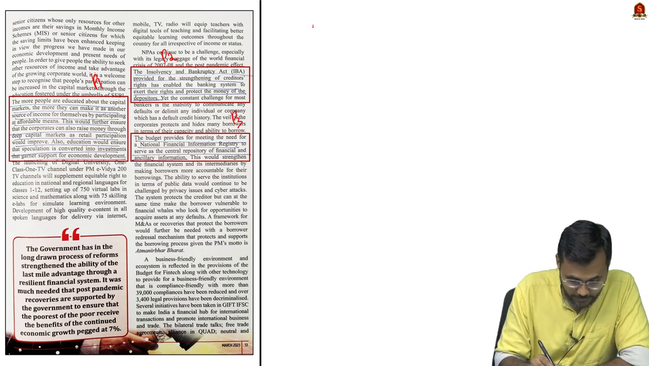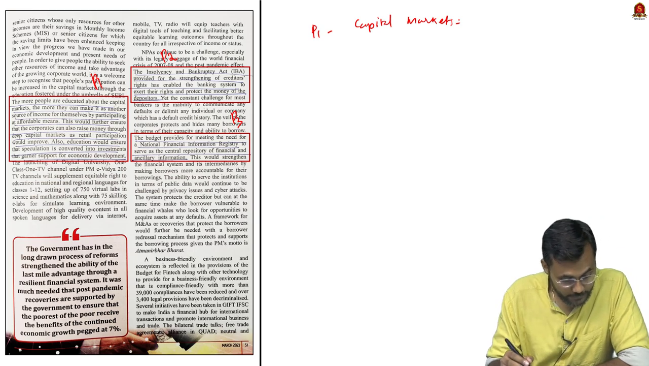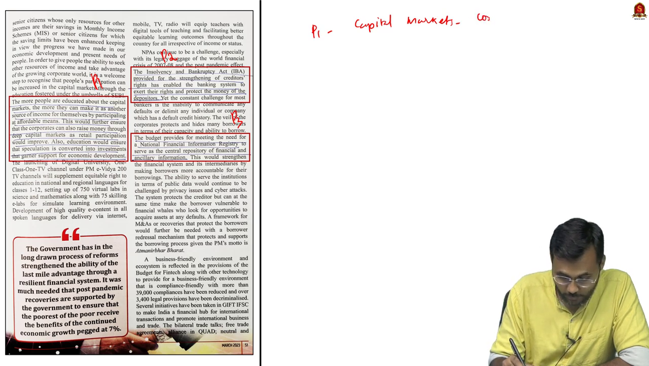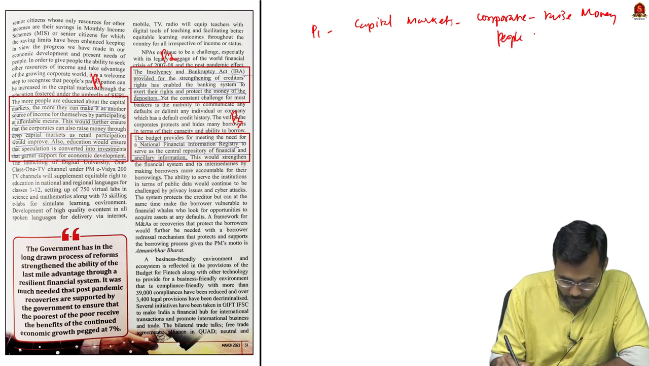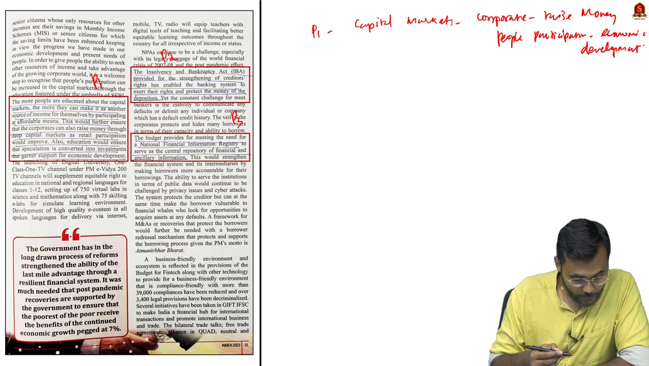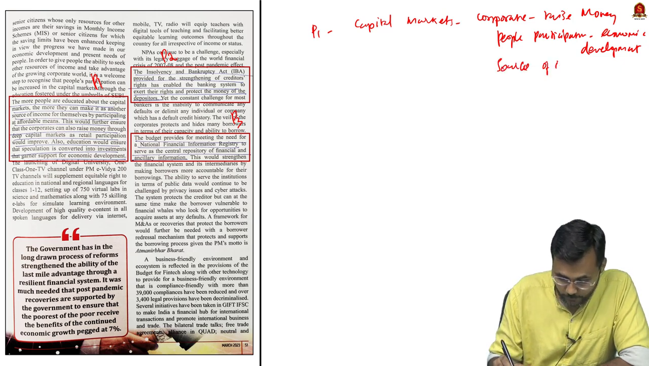So in paragraph 1, it speaks about the importance of capital markets, popularly called share markets and mutual funds. The advantage in this is that corporates can easily raise money through capital markets. So it enhances people's participation in economic development through owning shares of the companies. So the development is being broad based, and also this is a source of income for people, especially through dividends. So that is going in paragraph 1.